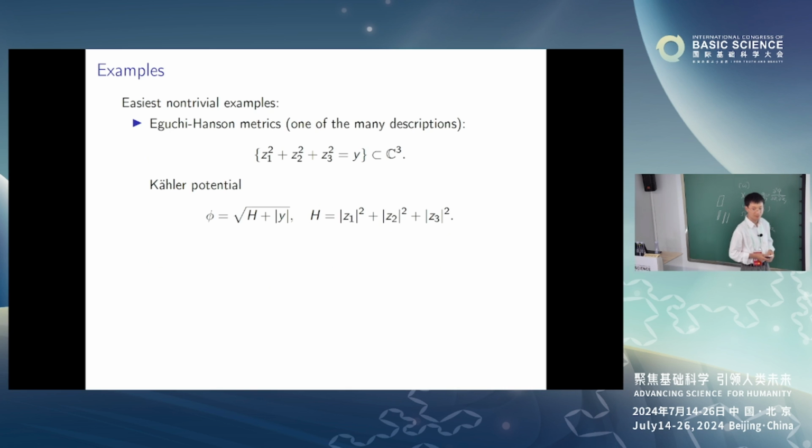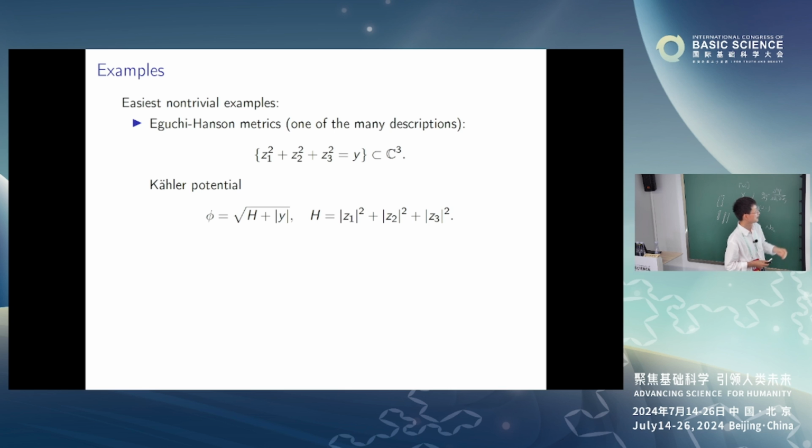Now, let me give you some explicit examples. In fact, I think I will only tell you two explicit examples other than the Euclidean one. The Euclidean one is the simplest one. This is almost like the next simplest you can get. It's called the Eguchi-Hanson metric. There are many descriptions. This is the one that I will use later.